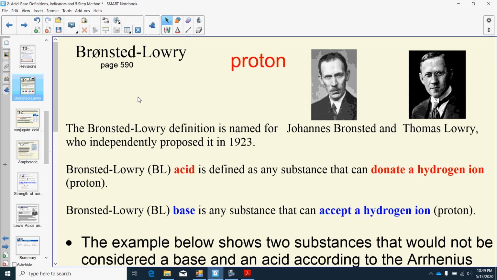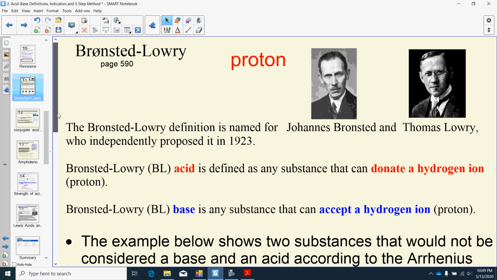And so they really wanted to concentrate on the proton. And so they thought, you know, if we could narrow it down and just look at the proton as opposed to H+ and OH-, we could simplify our definitions and they would probably be more wide-reaching. And so that's what they came up with.